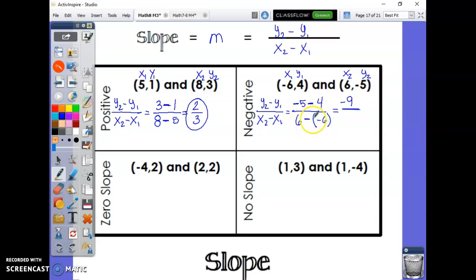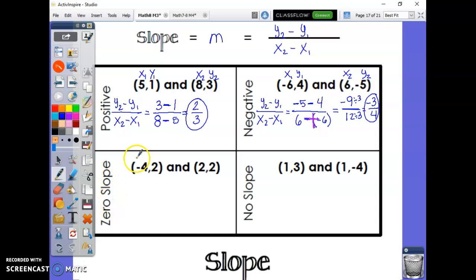And over here, two negatives right next to each other. You can turn that into a positive, or negative times a negative is a positive. So 6 plus 6 gives me 12. I can reduce this down to -3 over 4 by dividing both the numerator and the denominator by 3. So my final answer, or my slope, is -3 over 4.